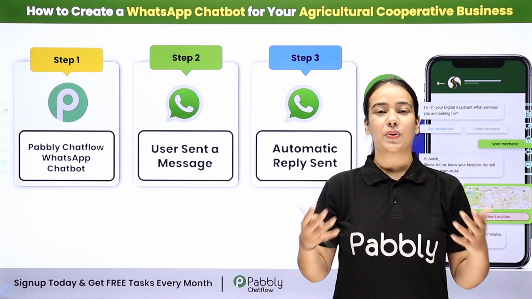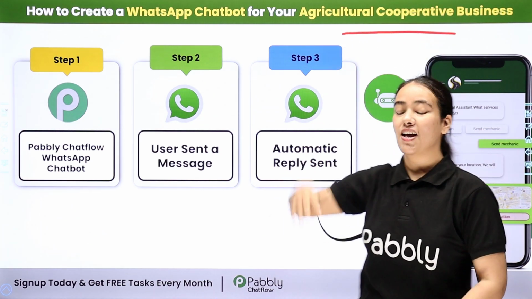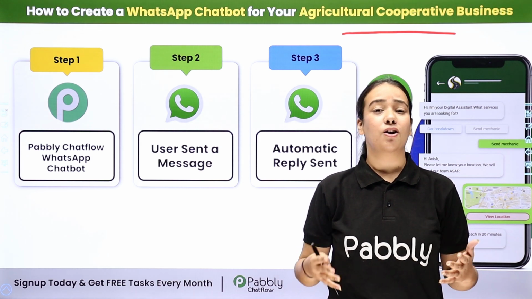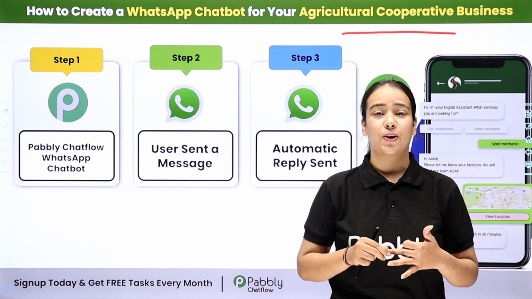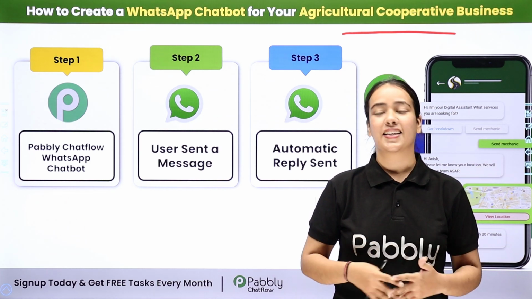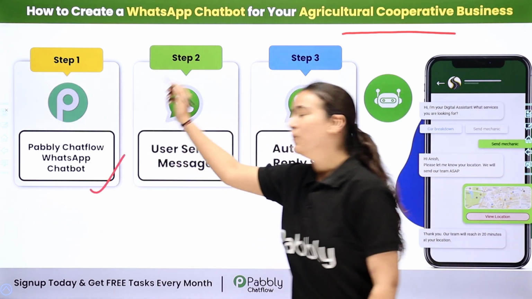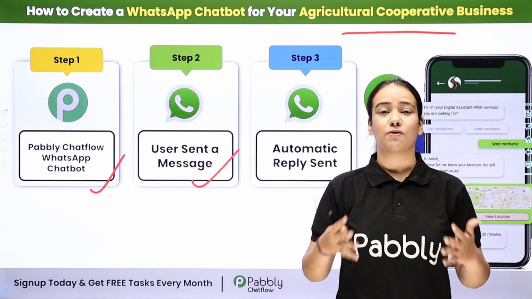Today we are going to learn how to create a WhatsApp chatbot for your agricultural cooperative business. While running this business, you get a lot of inquiries from farmers about crop features, machinery details and whatnot. Replying to each one individually would be a time-consuming and hectic task. That's where Pabbly Chatflow makes a huge difference. When your users send a message, it automates your task and saves your valuable time.